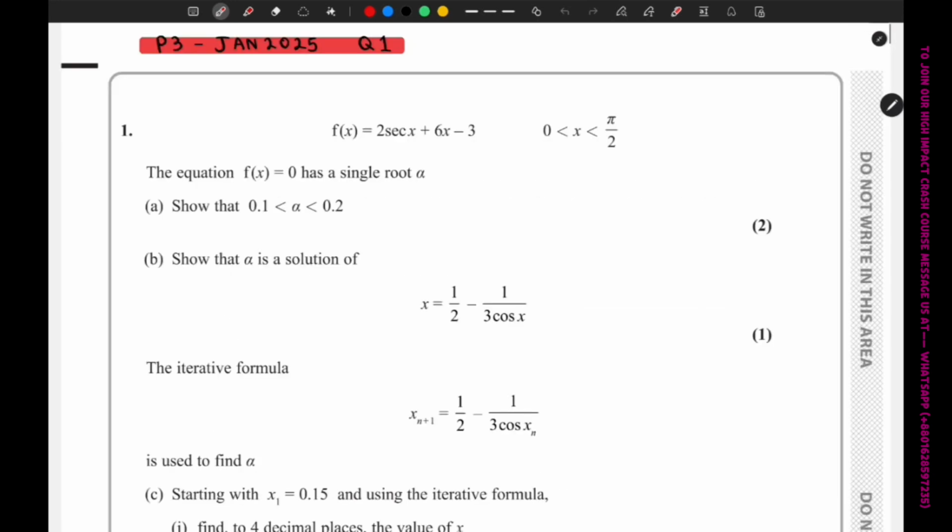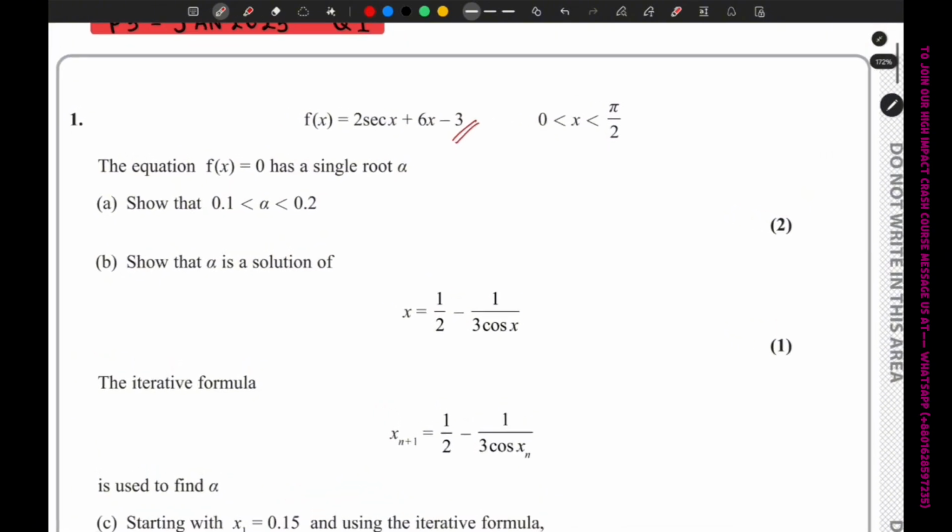So in the first question we have a function which looks like this. The equation f(x) = 0 has a single root alpha. Show that alpha lies between 0.1 and 0.2. Okay, so a root means basically the definition of a root is that it cuts the x-axis.